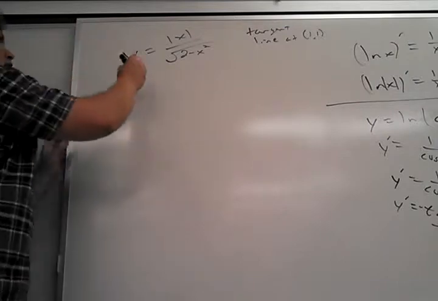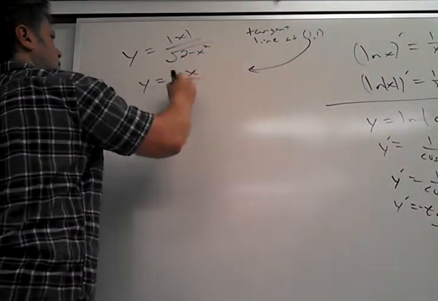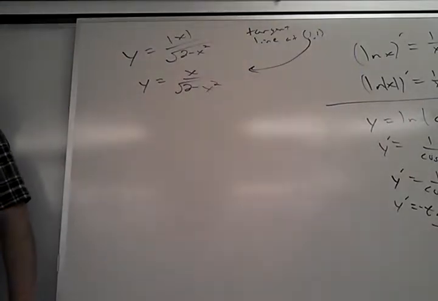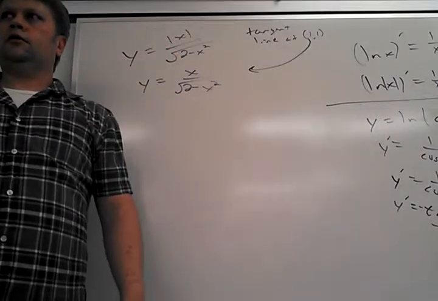That's why I can rewrite this. Because of this, I can rewrite this as that. And then you just attack it. You've got a quotient rule there, right? Okay, so that one is not as evil because they give you that more specific information to deal with. Okay, cool.